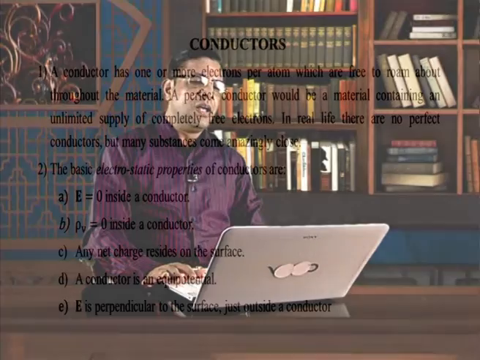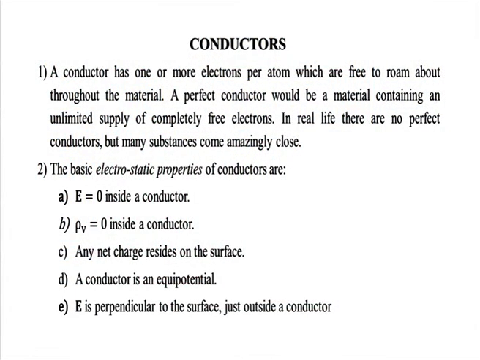Next we come to conductors. A conductor is one which has one or more electrons per atom which are free to roam about throughout the material. A perfect conductor would have infinite or unlimited supply of completely free electrons. Now, the basic electrostatic properties of conductors are: number 1, the electric field intensity inside a conductor is 0.